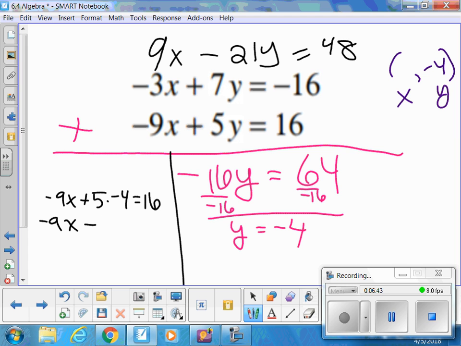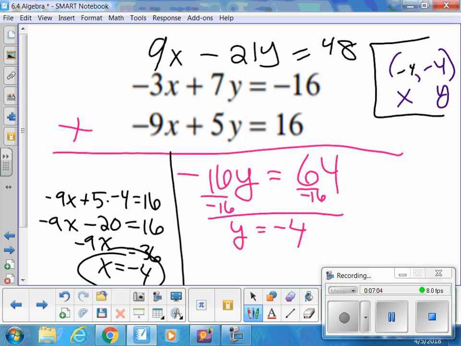5 times negative 4 is negative 20. I would add that 20 to the other side, which is 36, and divide both sides by a negative 9. So, negative 4? Huh! Look at the same x and y value. That's awesome. Doesn't happen very often. X and y are both negative 4.